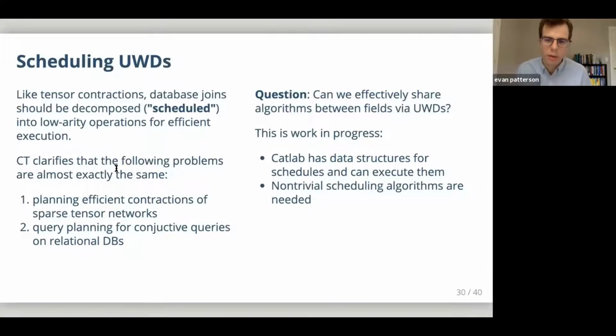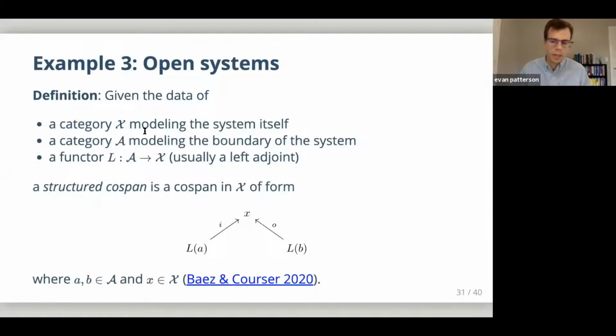So CatLab currently has data structures for schedules on UWDs and knows how to execute them. But the real work of implementing interesting scheduling algorithms and testing them out is work for the future. Okay, so now I'd like to get into our third example. This is the one that we have, I think, most extensively developed. And so I'll give an introduction to it here.